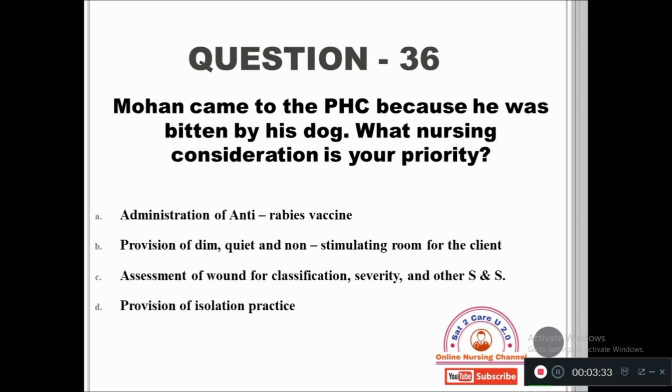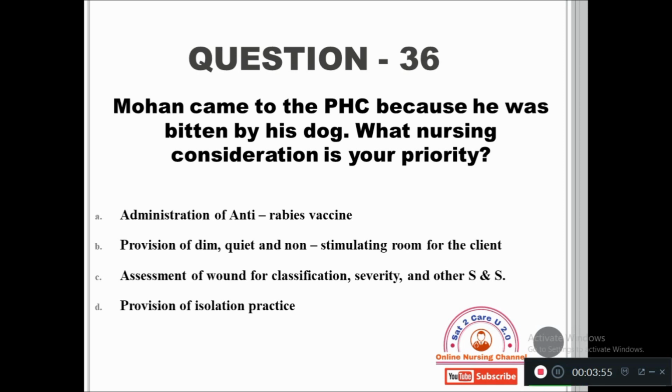Option A, administration of anti-rabies vaccine. B, provision of dim, quiet and non-stimulating room for the client. C, assessment of wound for classification, severity and other signs and symptoms. D, provision of isolation practice.